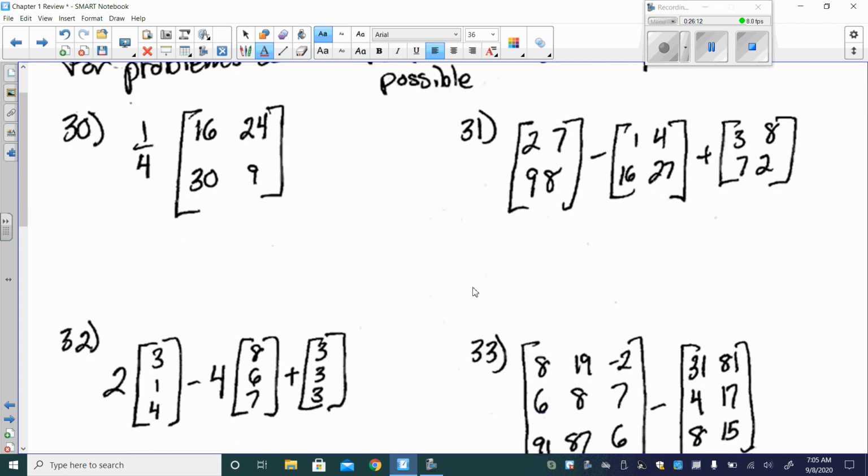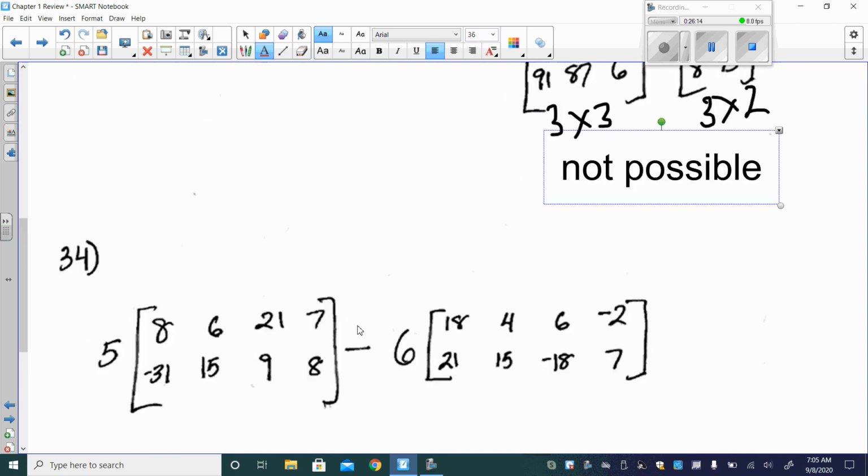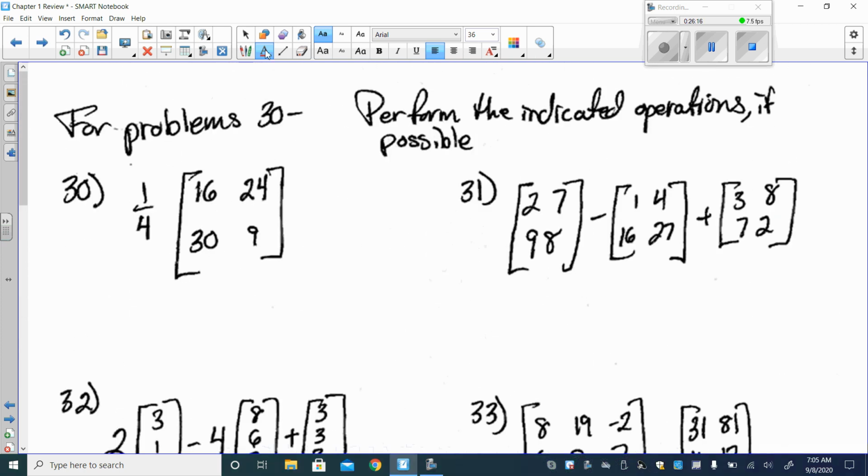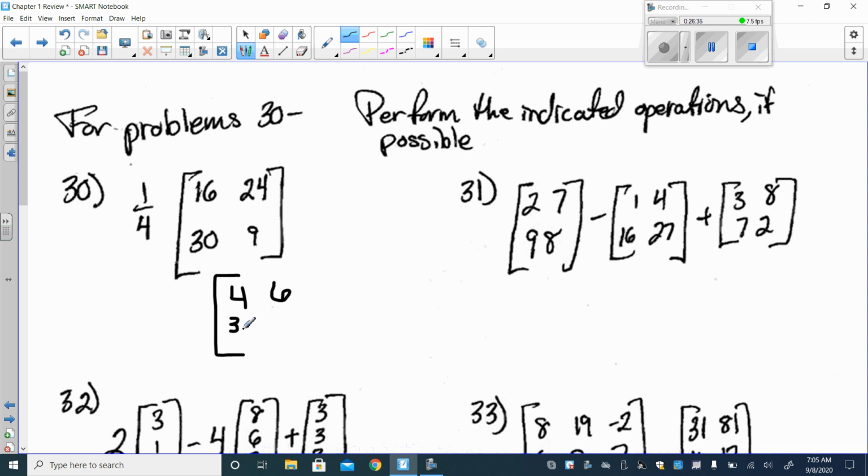Now the rest of these here are possible. We can do these here. So number 30, what we're doing is multiplying each term by 1/4. So 1/4 times 16 is 4. 1/4 times 24 is 6. And 1/4 times 30 is 30 over 4, because 30 doesn't go into 4 evenly.